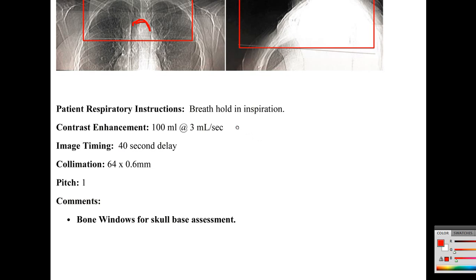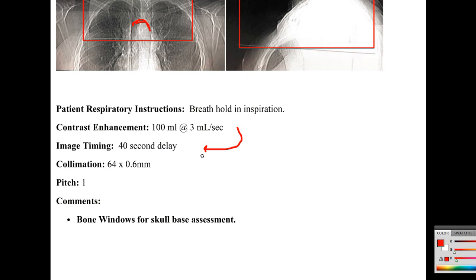So that brings us to the delay. The delay is going to be 40 seconds from the initial point of injection. So as soon as you start the injection, most of the time your computer that operates your CT will actually begin timing you based on that. And so it will actually allow you to scan at 40 seconds.